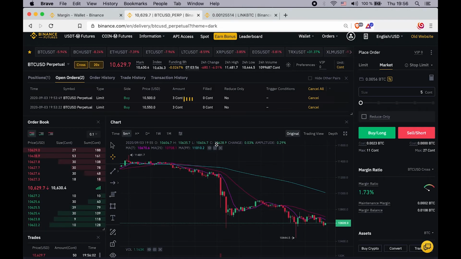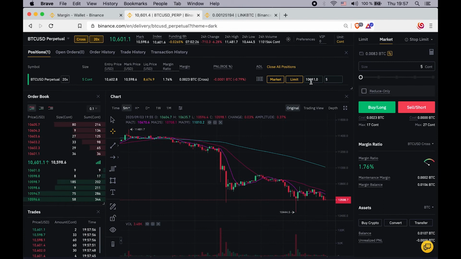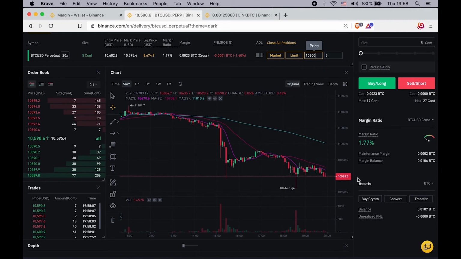Also, you can set a limit close order if you want to close your position at some price, for example 10,800. You just type it here and push limit close, and it will trigger when the price reaches this target.